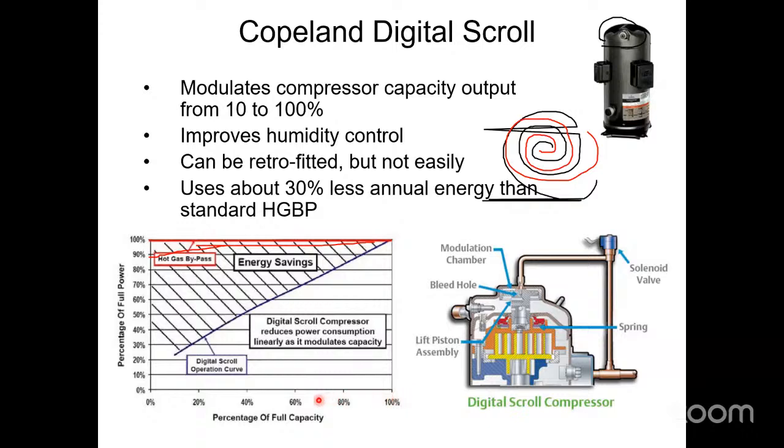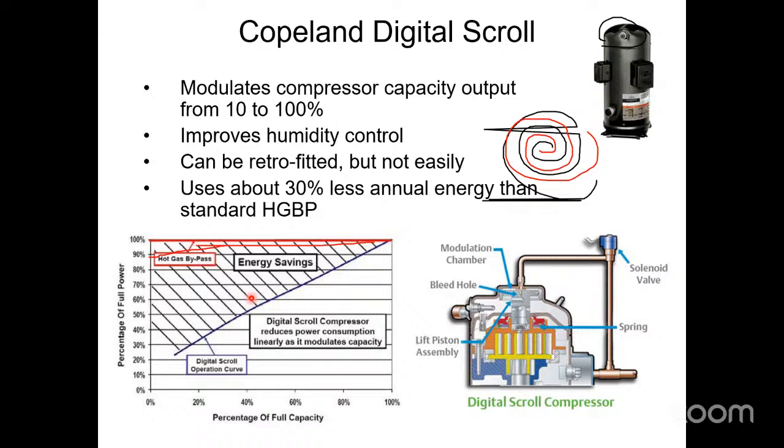As the load decreases in the space, the power usage goes down because it doesn't consume anywhere near as much amperage when the scrolls are separated versus when they're together. So the more time they're separated, the more energy it in fact saves. So that's an excellent way to do a VAV system if you want to have a compressor on there.